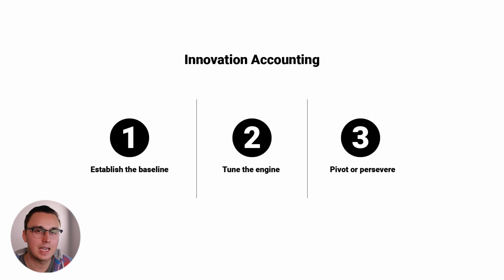And finally, at the end of every iteration of the build, measure, learn feedback loop, we'll come to a decision point where we want to either pivot away from our current product idea or to persevere and keep iterating through the loop, tuning the engine, making it better.